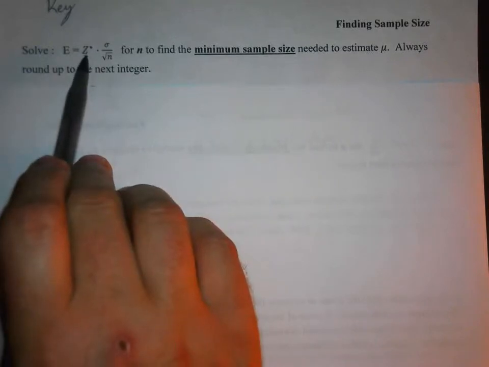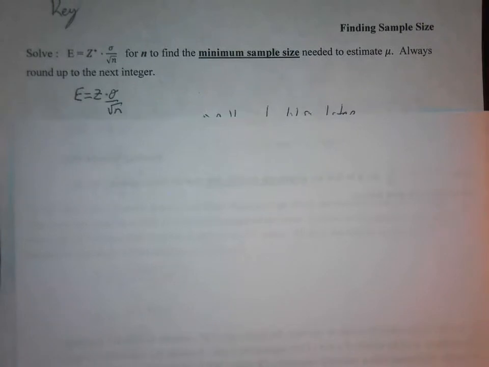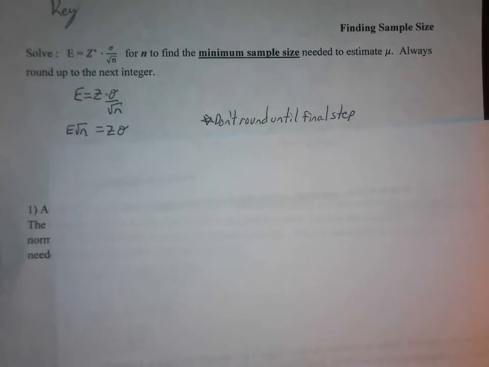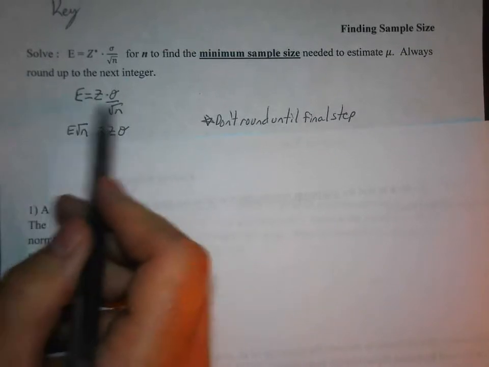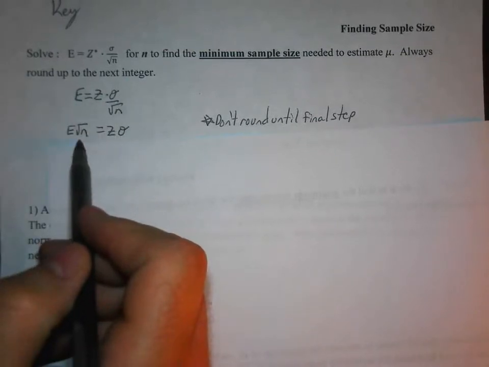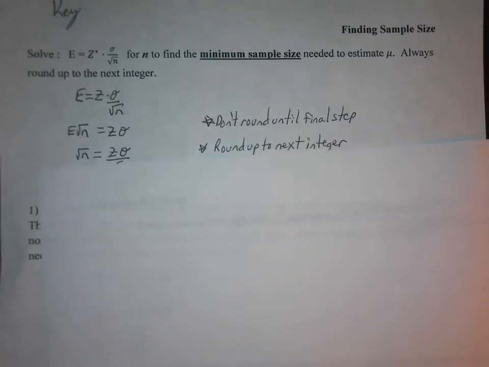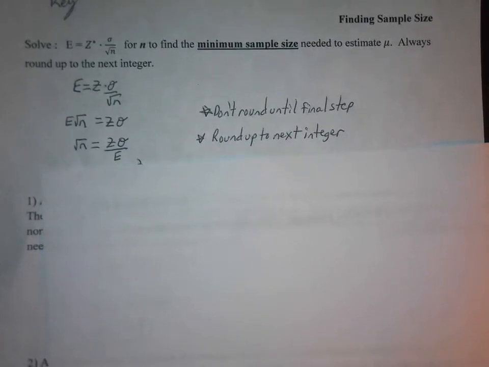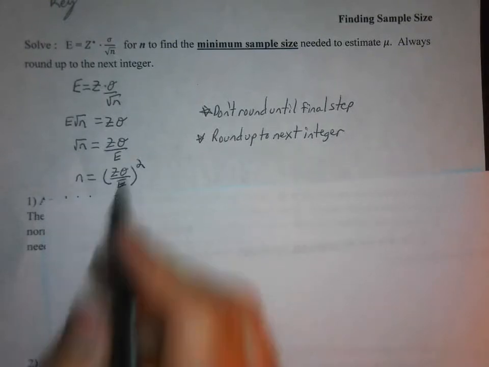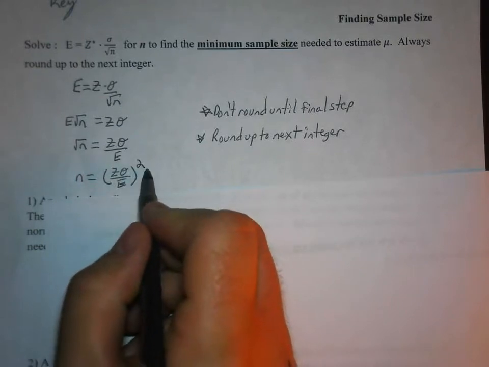So we just take that formula, do the algebra to solve for n, and I'll just quickly uncover the steps here. So if you cross multiply by square root of n, so basically multiply both sides by square root of n, you get this. And then we want to get n equals, so we'll divide by e. So that'll give you square root of n equals z times sigma over e. And then to undo the square root of n, you square both sides. So we have n equals z times sigma over e, that whole quantity squared.